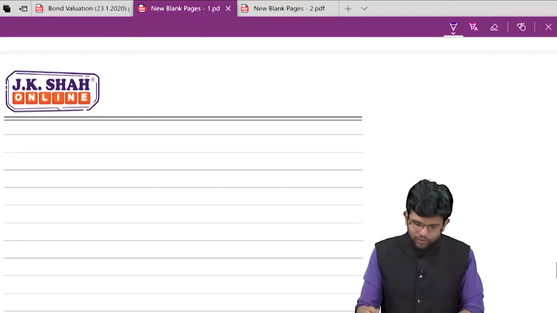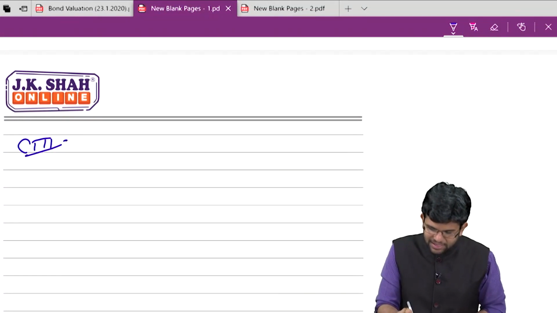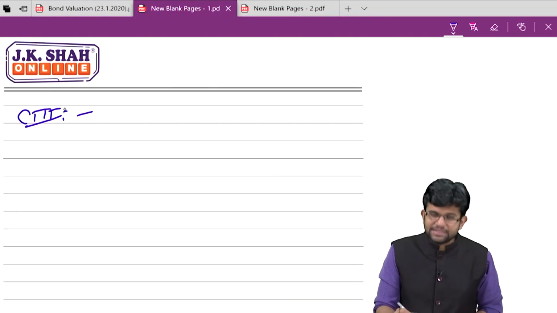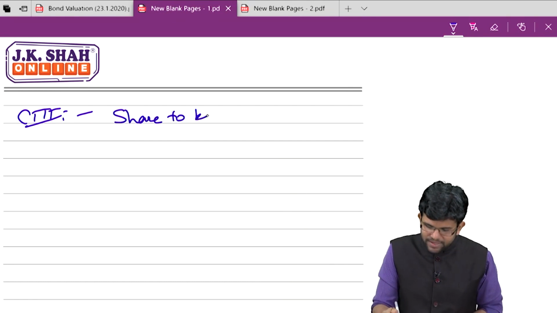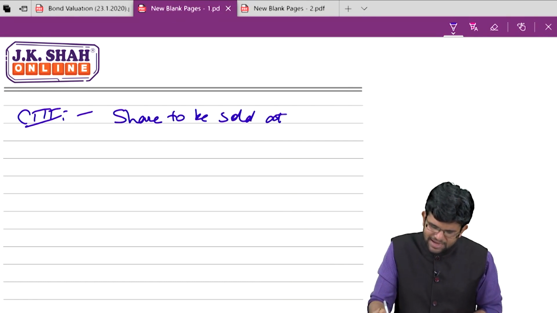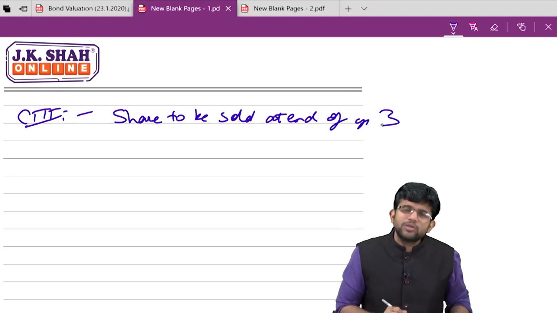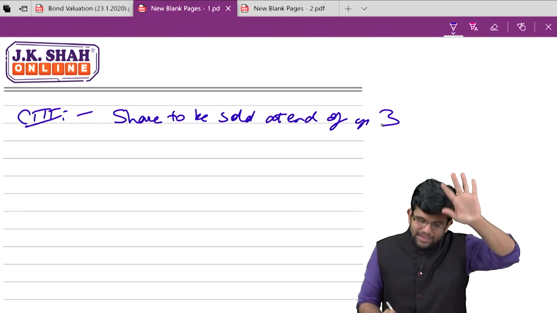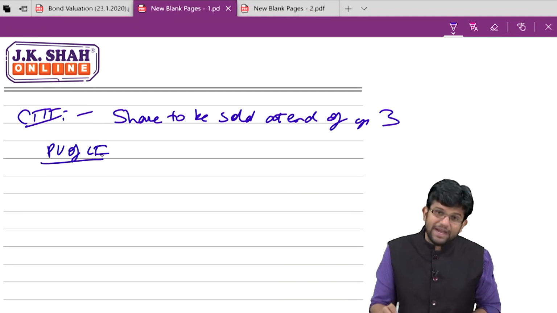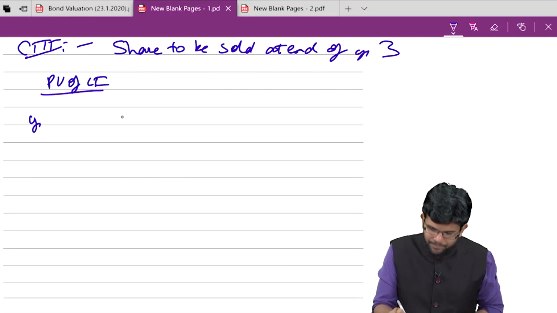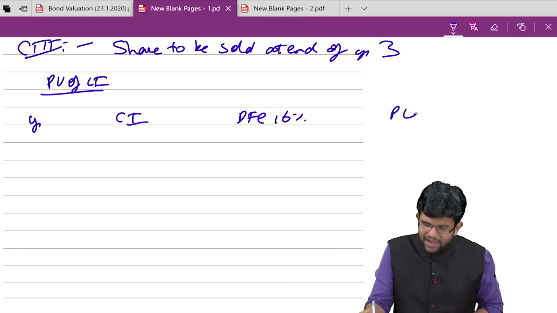Let's now take one more case, case 3. I hope you are listening. Case 3, share to be sold, let's say, at end of year 3. So if that happens, calculation of PV of CI let's do. So here CI, DF at the rate 16% and present value.